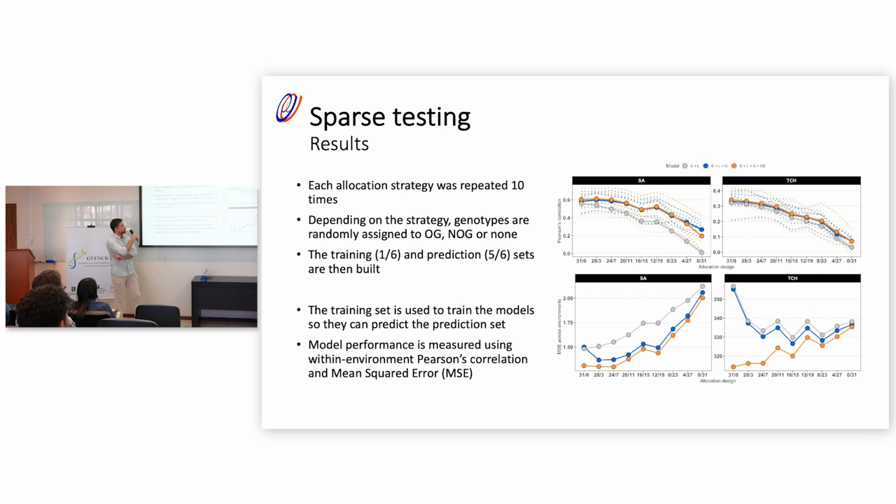Okay, so we repeated this allocation strategy 10 times, each one randomizing the lines that are checks and the lines that are non-overlapping genotypes. And we compute the average. Well, first we use 2 metrics. We use Pearson correlation to account for the rankings, but we use mean square error to also account for the actual value. So we can have really good predictions in terms of accuracy if we are able to predict the rankings.